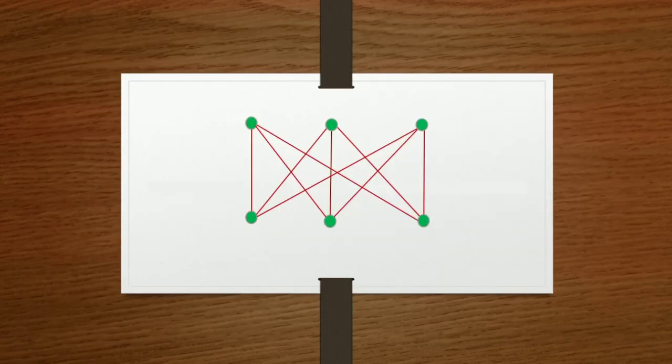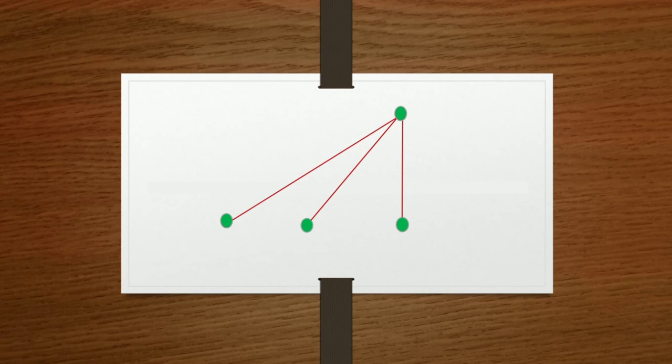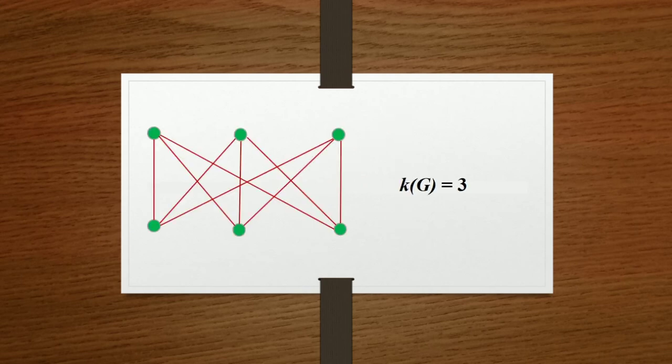For example, let G be a bipartite graph. Now, let me remove the vertices one by one to get the disconnected graph. Then, κ(G) equals 3 since removal of 3 vertices disconnects the graph. Hence, κ(G) is nothing but the k-vertex cut with k elements.